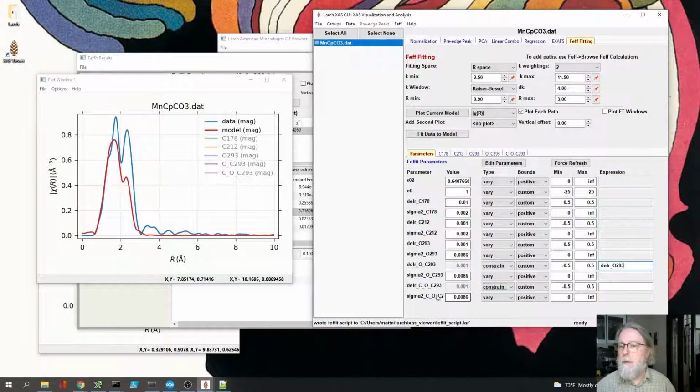And I'm going to do the same thing with the multiple scattering path. That's also going to be del R 293. So I'm going to do the same thing for the sigma squareds. So I'm not actually adding any parameters here. I'm going to say that's also sigma squared.